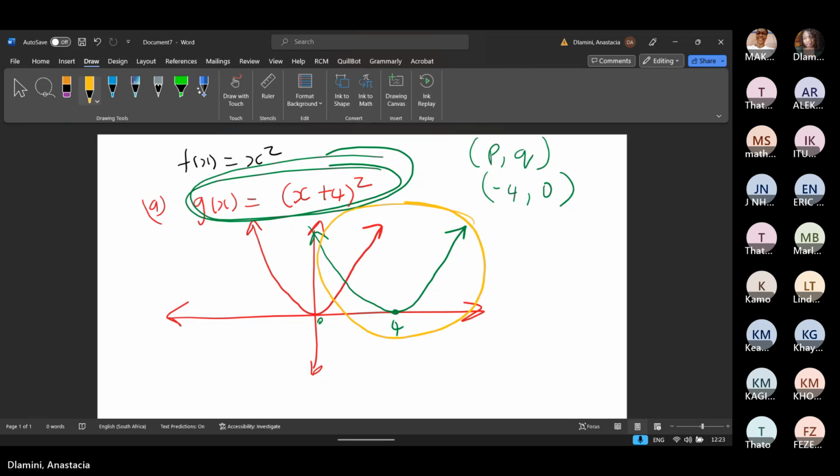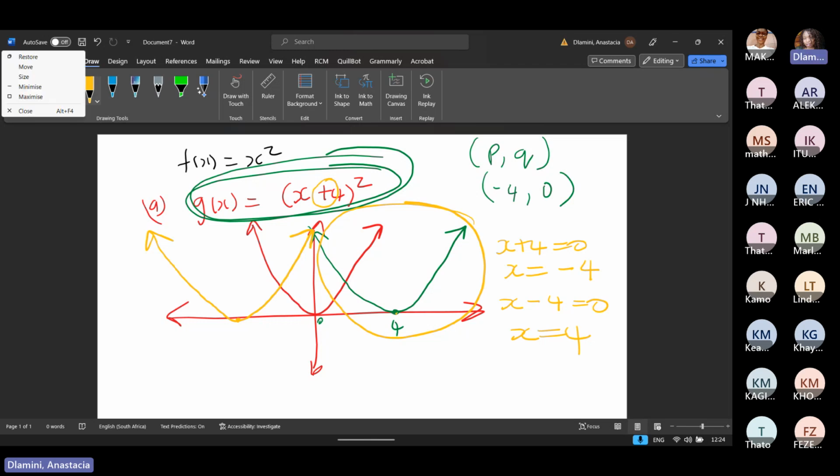It means that this graph was actually supposed to be on this side. So it shifts actually to the left. If this is plus, then it's shifted to the left, because you will say x plus 4 equals 0, then x is equal to minus 4. If this was x minus 4, then you're shifting it to the right, because this equals 0, so x is equal to 4. Do you see that? Yes, ma'am.